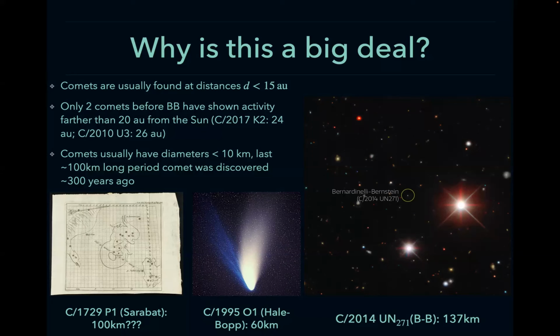But most importantly, comets usually have diameters less than 10 kilometers. The last time someone discovered a comet larger than 100 kilometers was in 1729. It's that image on the left there. That is a cutting edge image from the 18th century drawn by a French priest. And that's pretty much all the data that we have on that object. So yeah, we beat a 300-year-old record.